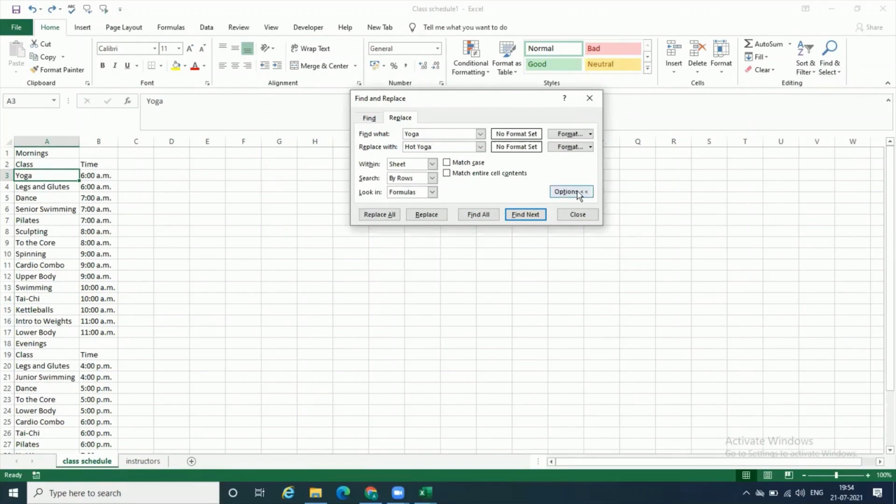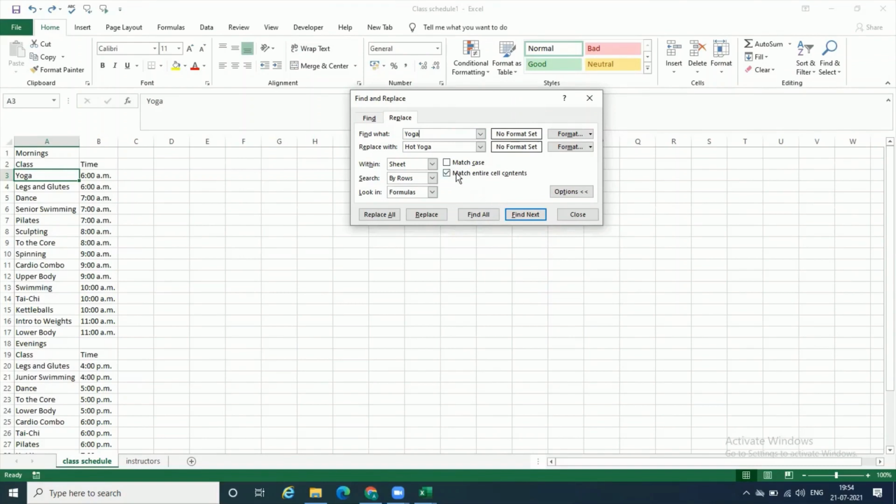Under options, I've got one thing known as match case, which is matching the spelling. If it's capital, it will be capital. If it's small, it will be small. And what is the next thing important is match entire cell content. That means the word yoga is the entire cell. If there is yoga written with something else, then please don't replace those cells.